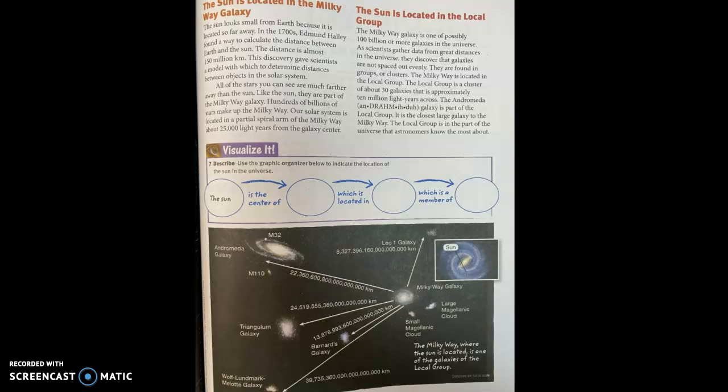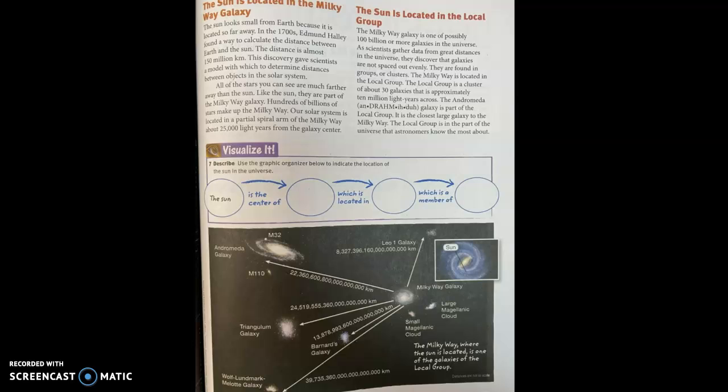The Milky Way galaxy is one of possibly 100 billion or more galaxies in the universe. As scientists gather data from great distances in the universe, they discover that galaxies are not spaced out evenly. They are found in groups or clusters. The Milky Way is located in the local group. The local group is a cluster of about 30 galaxies that is approximately 10 million light years across.